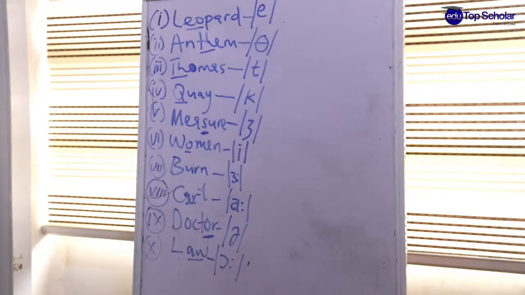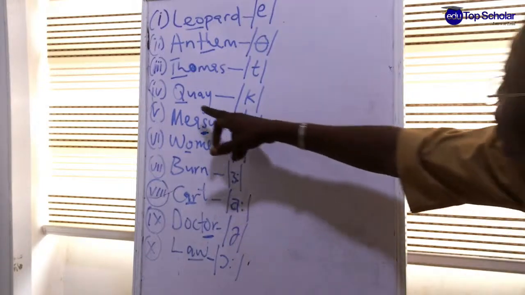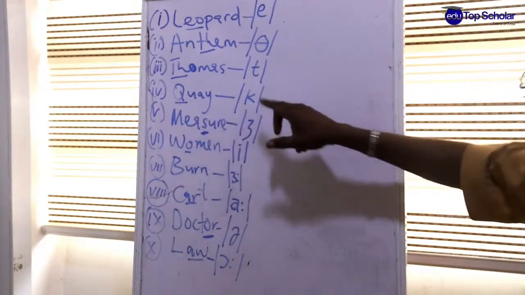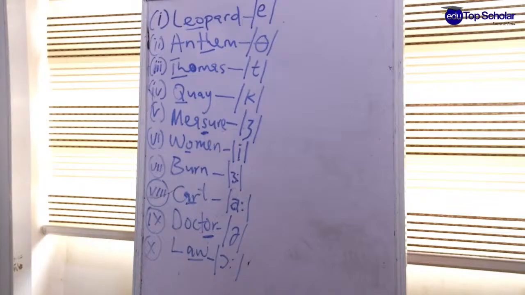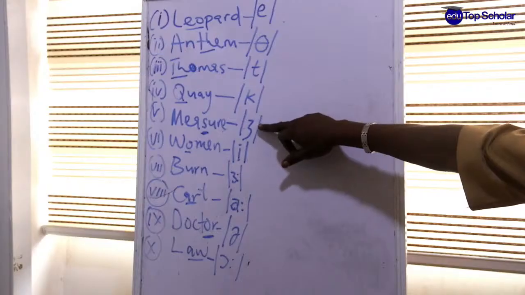Then the next one, that's key. That word is pronounced as key, and the letter that is underlined is represented by ka. Then the next one, measure. The S there is underlined. That word is written as S, but it is pronounced as ja, like you have in pleasure. So it is measure, and this is the sound that is used to represent it.